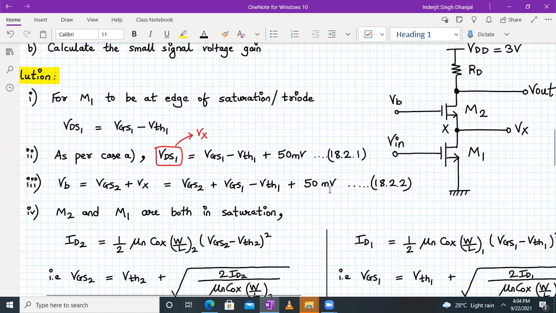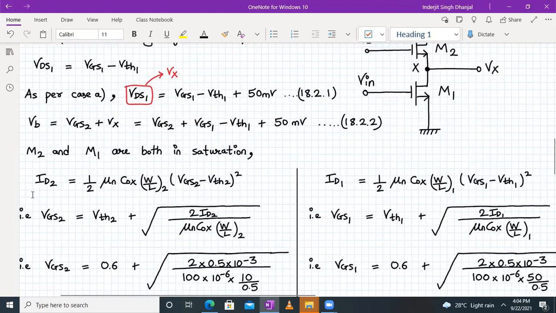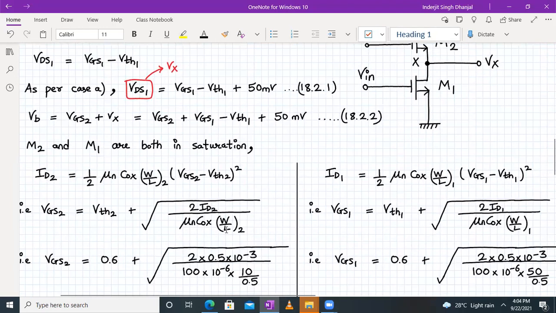So indirectly what we need to do is find VB. For finding VB, we need to find the values of VGS2 and VGS1, because VTH1 is given and the 50 millivolt they have already defined as the constraint. So now we find the values of VGS2 and VGS1. Let us begin. M1 and M2 transistors are both in saturation, right? So we can write ID2 is equal to half mu n Cox W over L of 2 times VGS2 minus VTH2, the whole square. So we can write VGS2 in terms of other parameters.